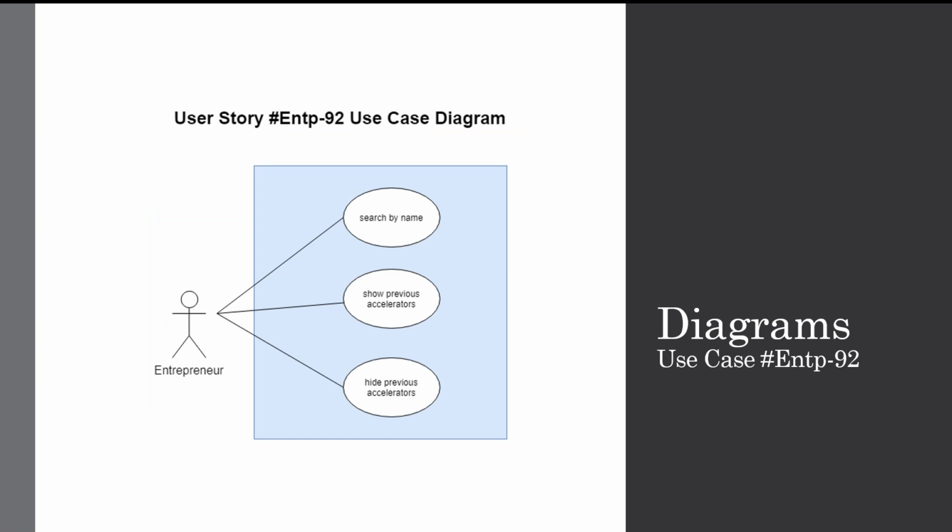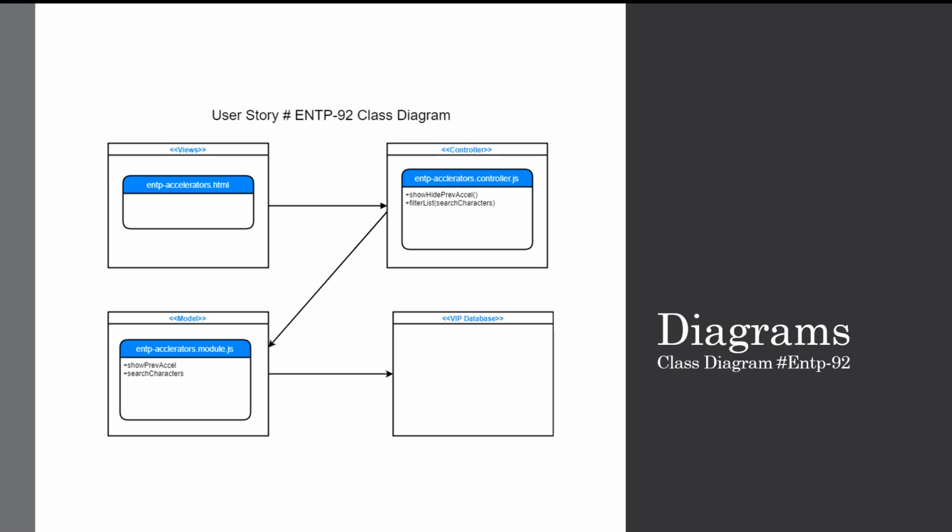Now moving to user story Entp92, search accelerators. I will start by showing the use case diagram for this user story. Here the entrepreneur can search the accelerators list by name of the accelerator and show or hide previous accelerators, those whose application due dates have passed. Next is the class diagram, similar to Entp91, with only slight differences between the two.